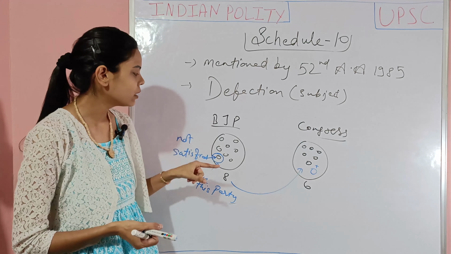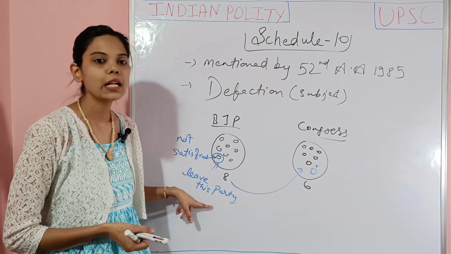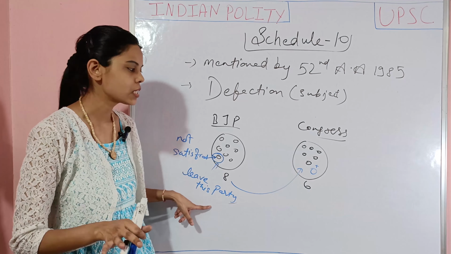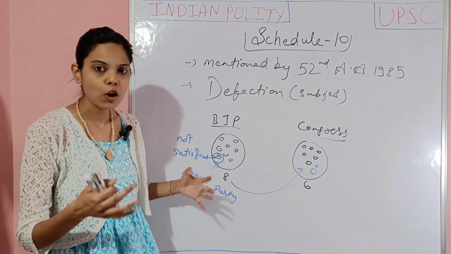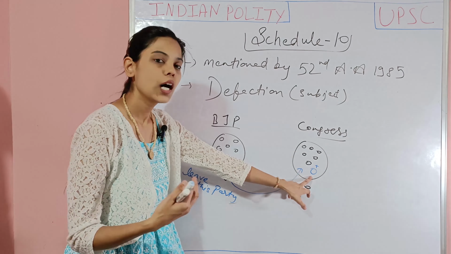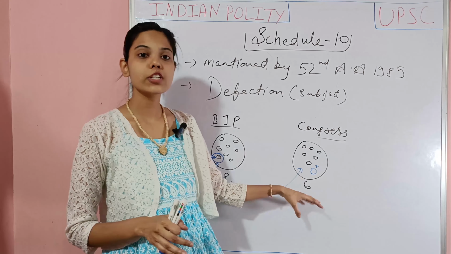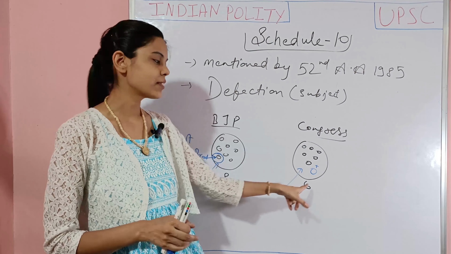When any leader or any member of a party leaves that party because of any other reason, maybe he is corrupt or maybe he is planning something wrong against his party, so he left the party and joined another one. It means he changed his group as well as his party. So this process is called defection.